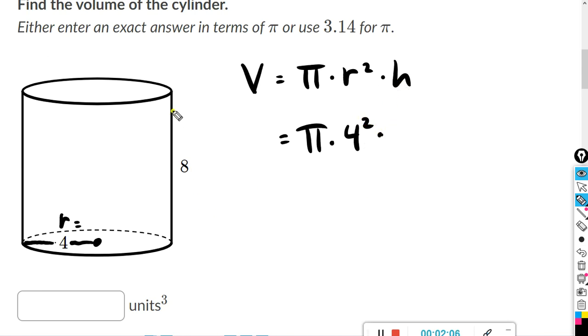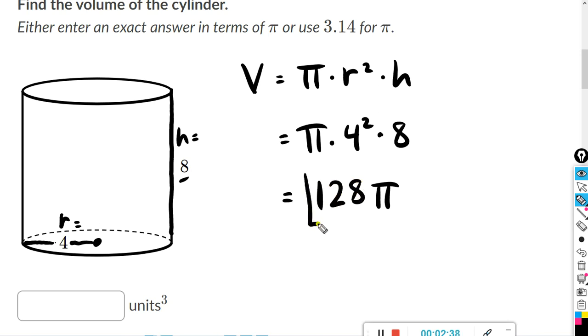The height h is the distance between the two circles right there. So the height equals 8. And in place of h, I'm going to write an 8. Now on the calculator, I'm going to leave pi alone, so I'll just write the pi here. And on the calculator, I'm going to do 4 squared times 8. 4 squared times 8 gives me 128. So that is my final answer: 128 times pi. We just left pi alone.